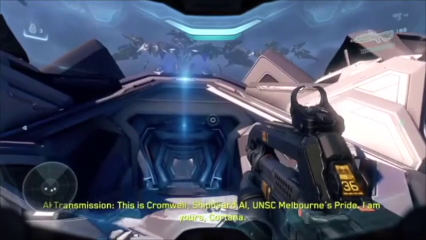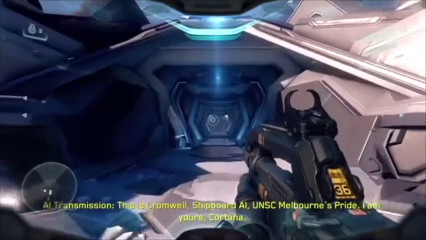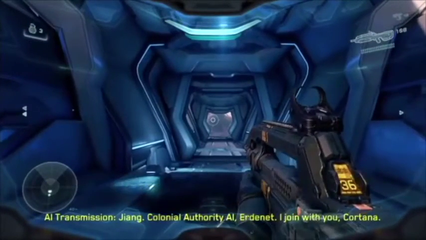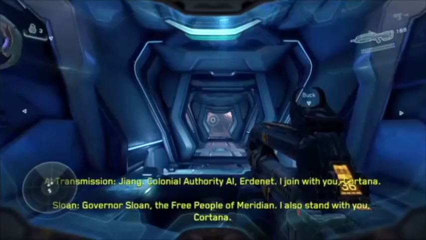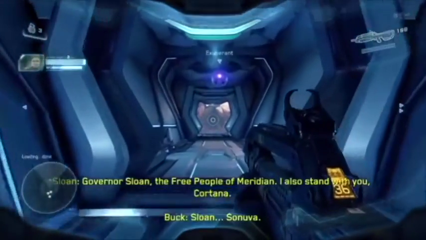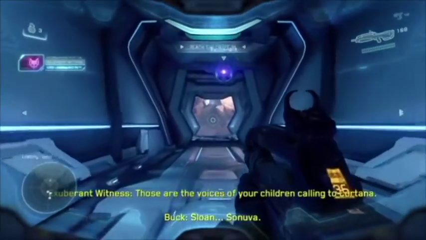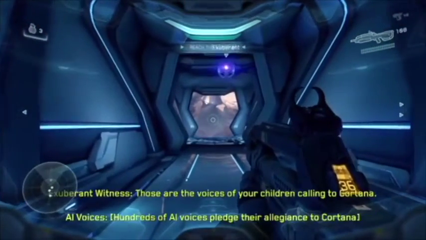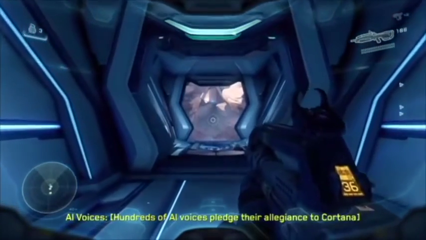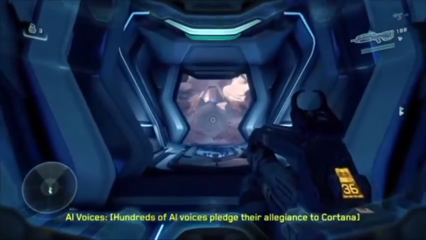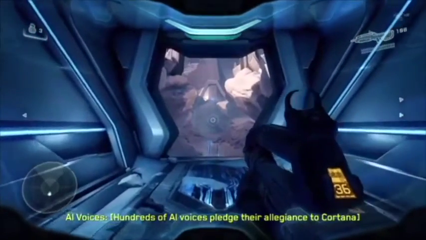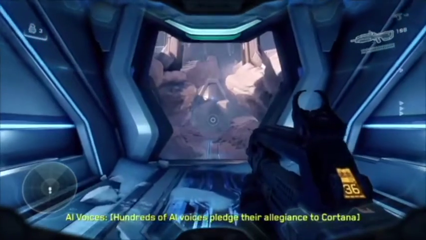This is Cromwell, shipboard AI, UNSC Melbourne's Pride. I am yours, Costal. Colonial Authority AI. Governor Sloan, the free people of Meridian. I also stand with you, Cortana. Those are the voices of your children calling to Cortana. Shipboard AI, Virgil's speechless face. I administer my allegiance is to you. I stand with you, Cortana.